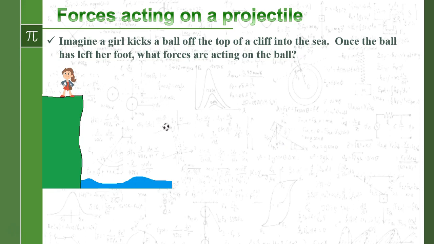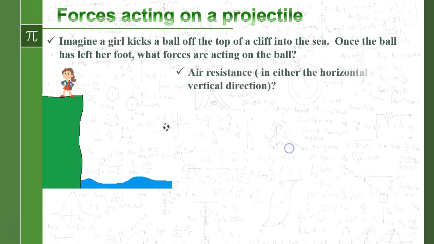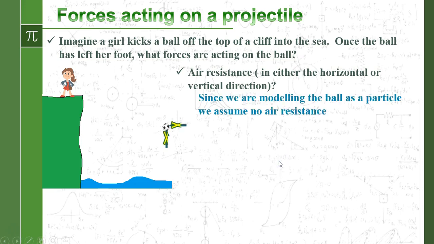And so now, as it's falling, what forces are acting on it? Well, clearly we've got air resistance that might be acting horizontally or vertically. But of course, in this model, as in all models, our object, in this case the football, is being modelled as a particle, so therefore we're assuming no air resistance, so we can get rid of those forces.